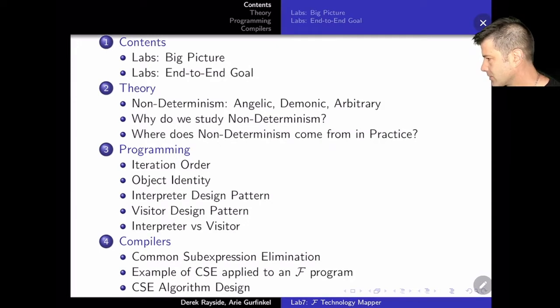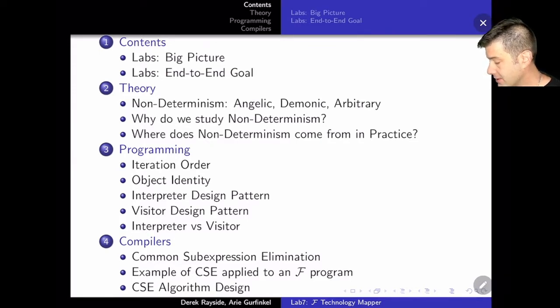So what we're going to do today. We're going to talk about the labs again, just to give a better idea of what we're doing, what is the end-to-end goal. We're almost there. From the theory perspective, we're going to talk a little bit about non-determinism, just because it's an important concept; we've seen it before in the case of non-deterministic automata. We'll talk a little bit about it here.